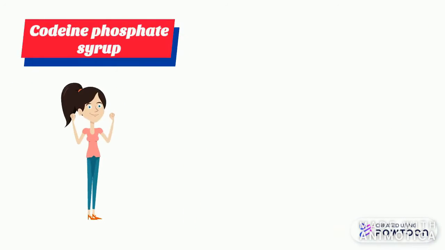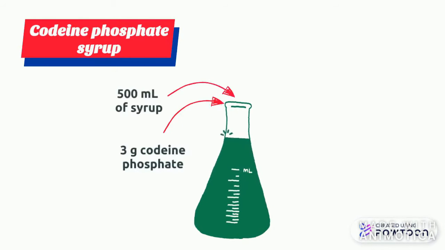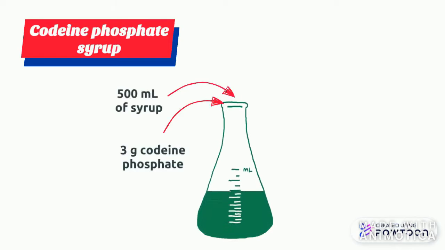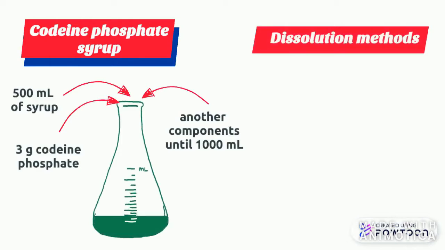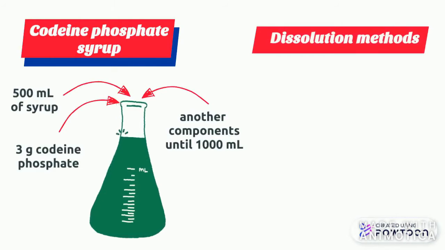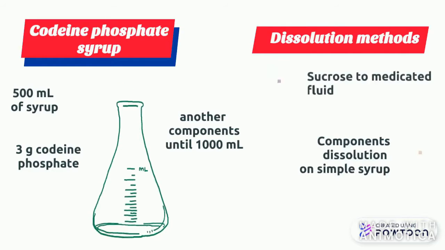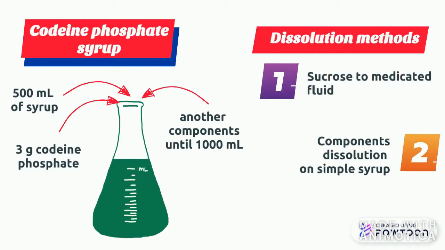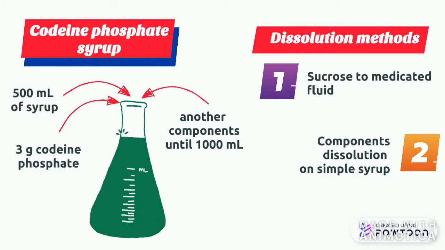Now, let's talk about codeine phosphate syrup dissolution. Let's dissolve 3 grams of codeine phosphate in water and add 500 milliliters of syrup and mix it. Now, let's add the components until it completes a liter and continue the process. There are some dissolution methods. The first one, the syrup obtained dissolving directly the sucrose on medicated liquid, and the second one, those that are obtained by the dissolution of components on the simple syrup.